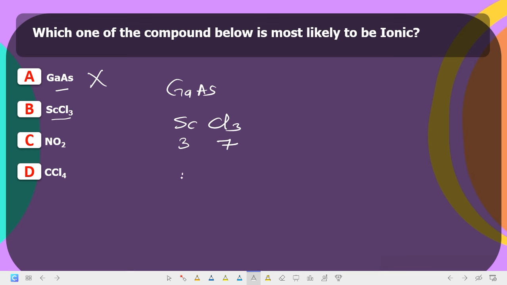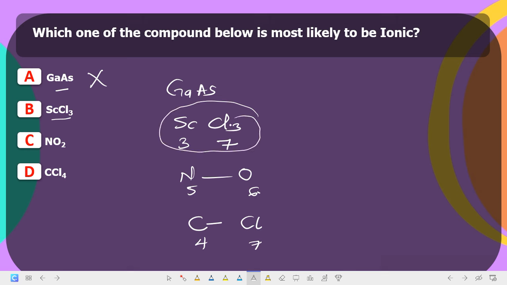Now NO2: nitrogen is in group 5, oxygen is in group 6. Then we have CCl4. Carbon is in what group in the periodic table? Carbon is in group 4 and chlorine is in group 7. Now, which of them do you think has a higher electronegativity difference? Making a comparison between them, the one that is most likely to be ionic.